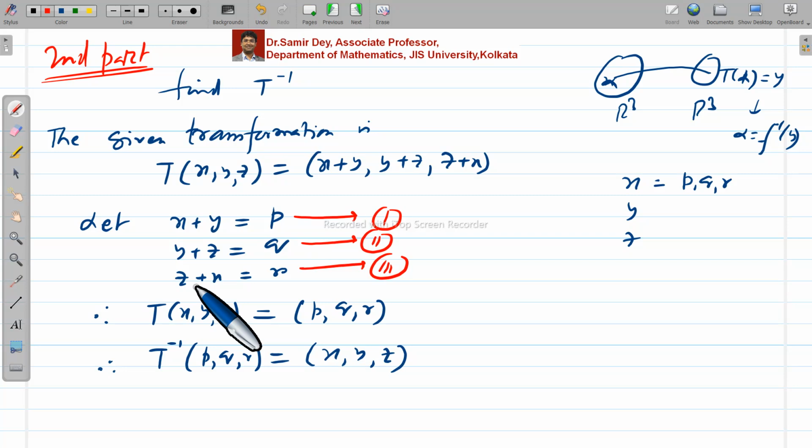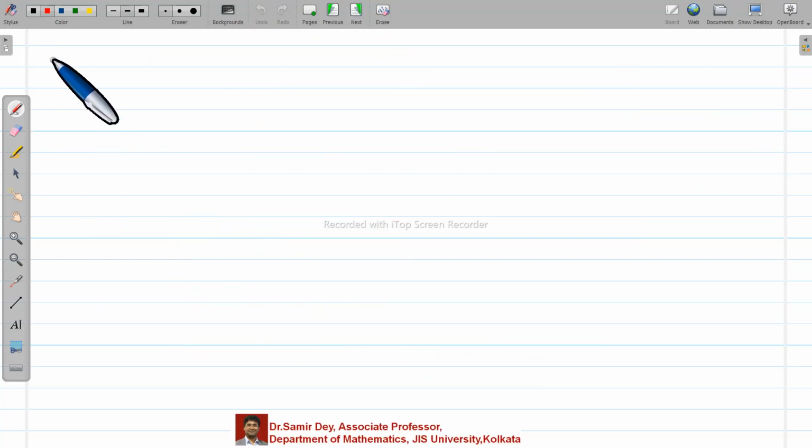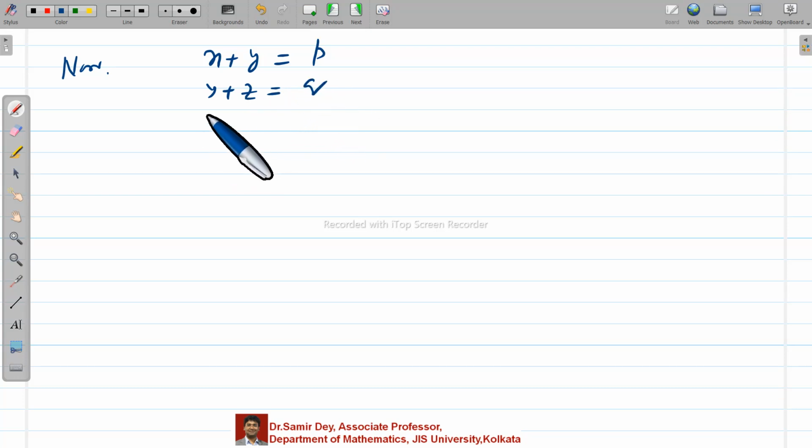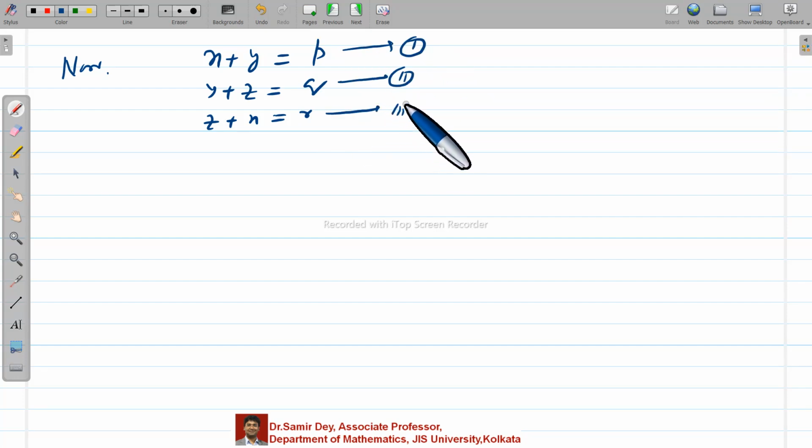So this is our main target. If I get the values of x, y, z, I substitute and find the result. You may consider that as equation number 4. Clear? So please write down now: x plus y is equal to p, y plus z is equal to q, z plus x is equal to r. So already you have considered these as equation number 1, equation number 2 and equation number 3.